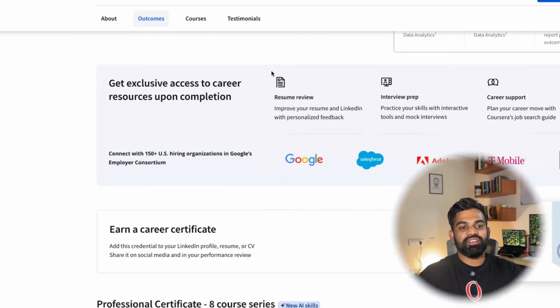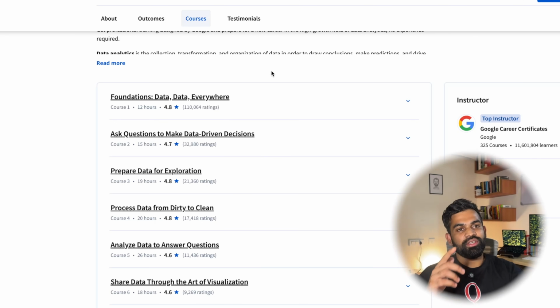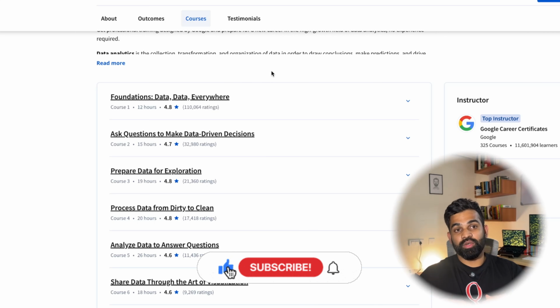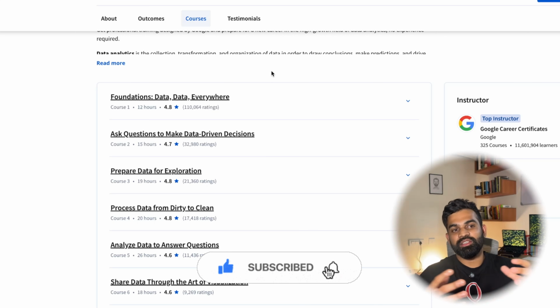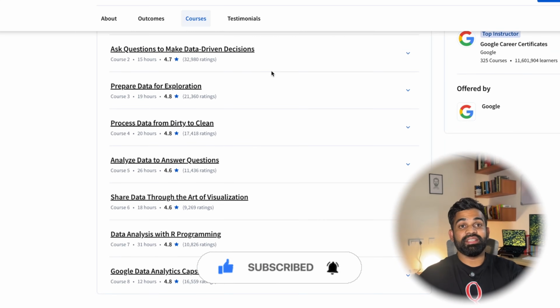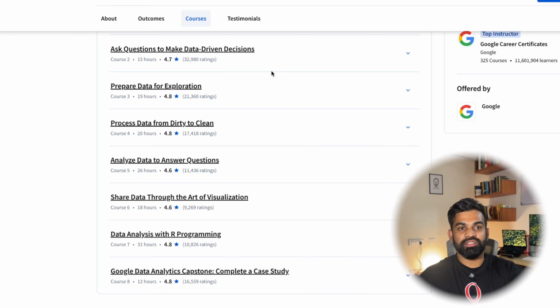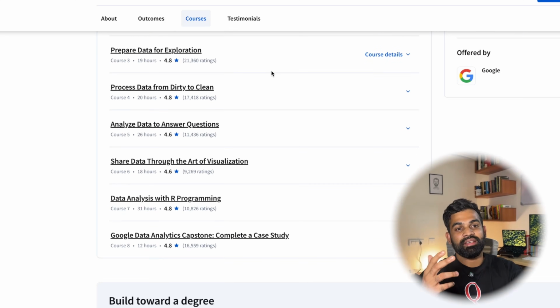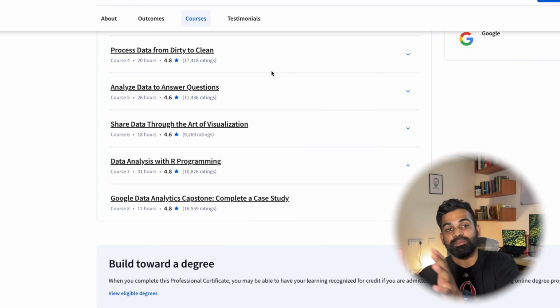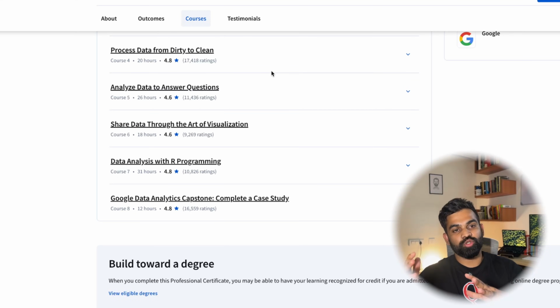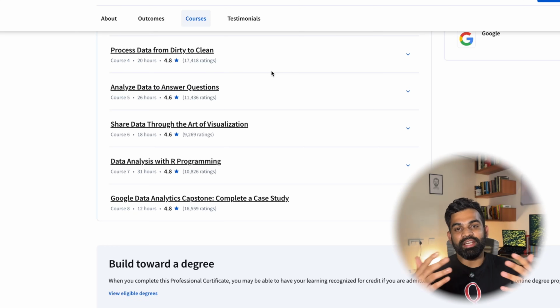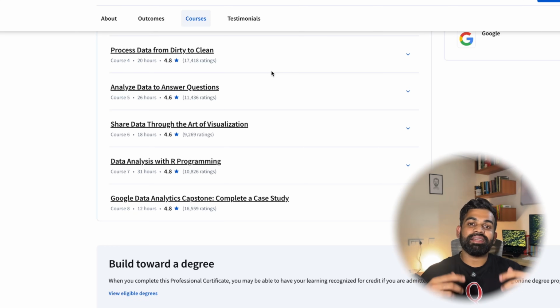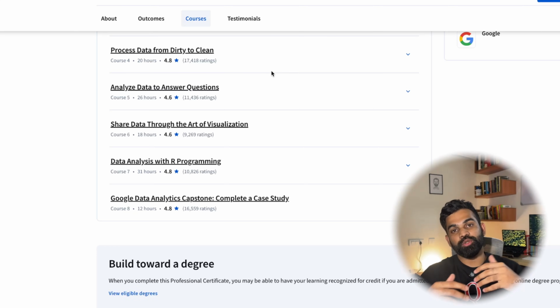Here it starts from the basics, right from understanding what is data, like Data Everywhere explains what is data and why you need to do data analysis and what is the significance of the whole process, and then it dives into how to make data-driven decisions, how to prepare data for exploration, how to clean the data and analyze the data, then sharing it in terms of visualizations. And then there's also a course for R programming. The best part about this course is they have a capstone project at the end, which helps you practice all the skills which you have learned over the duration of the course.